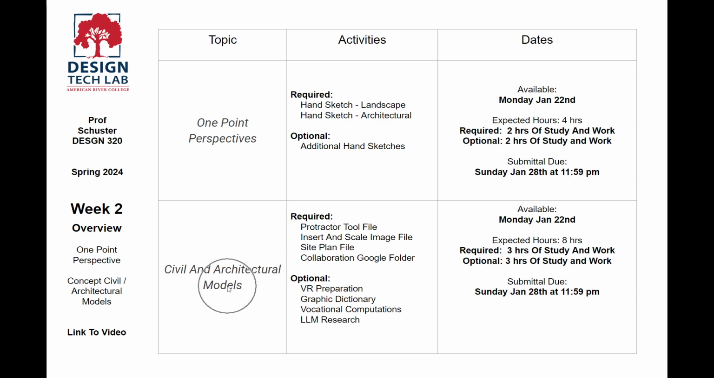And then civil and architectural models. They're concept models. They're not perfect. They're rough. They're estimates. They're, again, just visualizations. They're places for the designers and all of the clients and stakeholders and everybody involved in the project to start talking about the same thing from the same point of visualization. And we will be preparing to go to the VR lab in weeks 3 and 4. Okay, let's take a look and see where you can find some of this information.